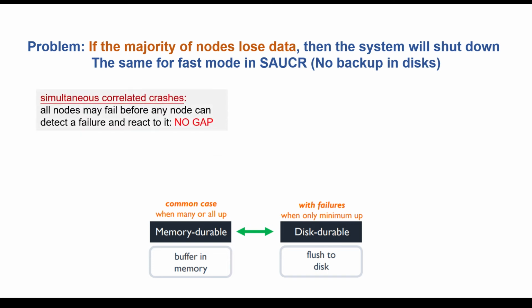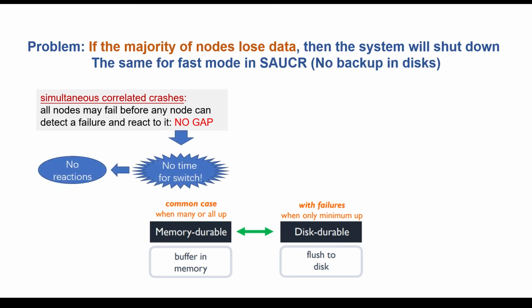However, we will meet a big problem: all the nodes fail at the same time. That means no gap between different failures, and we have no time to gather the messages and take any actions. In this scenario, we have no time to switch between the two modes, and SAUCR will also be unavailable. But unfortunately, these cases are quite rare.